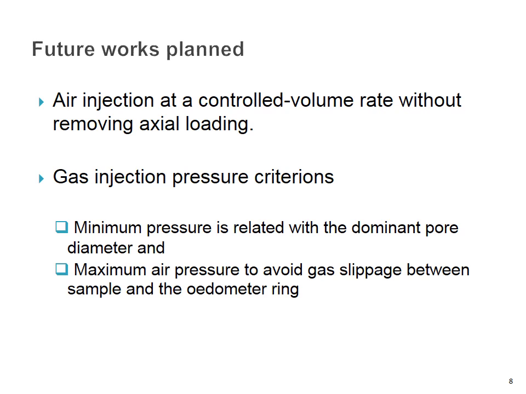The gas flow tests are also planned on the samples, keeping in mind the following steps. The gas injection should be carried out without removal of axial loading to avoid the uplift of the sample. Also, the minimum pressure to be applied for carrying out the flow of gas should be based on the dominant pore diameter, which can be evaluated with the help of a mercury intrusion porosimeter. The maximum air pressure should be such that the lateral air pressure is greater than the injection pressure to avoid the flow of air at the sample mold interface.